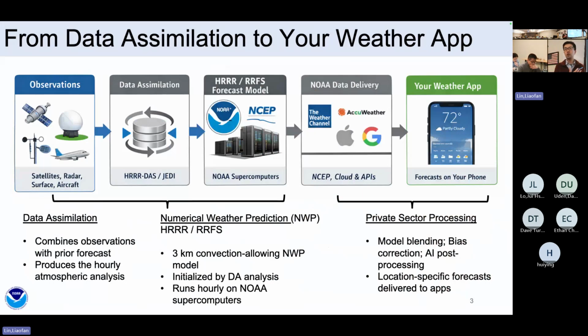It uses the initial condition, or analysis, from the previous DA analysis and runs hourly on NOAA supercomputers to produce those data. We put it in sources like the cloud or different machines, which allows private sectors to get it and do other processing, as you can see in the last part. Private sectors may do model blending, bias corrections, and post-processing, and also interpolate those data for specific locations. That is eventually how you get what you see in your apps.